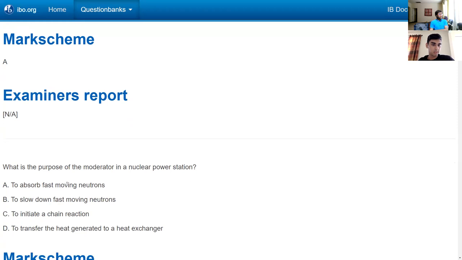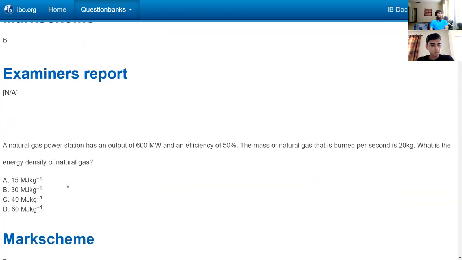Okay. So this was, as we said, B. Next: a natural gas power station has an output of 600 megawatts with an efficiency of 50%. The mass of natural gas burning per second is 20 kilograms. What's the energy density of natural gas? So 600 megawatts is equal to 600 times 10 to the 6 joules per second. Wait, isn't this specific energy? Yeah, the units are asking for specific energy. Energy density is energy over volume, though, right? I think they freely mix up the words.